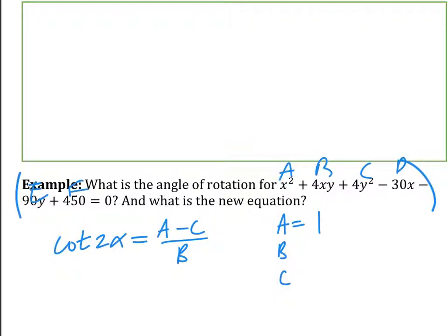Okay, so if you don't remember that, go back to the beginning of the section. It has it all laid out for you. You have to make sure you know what letter goes with which term.